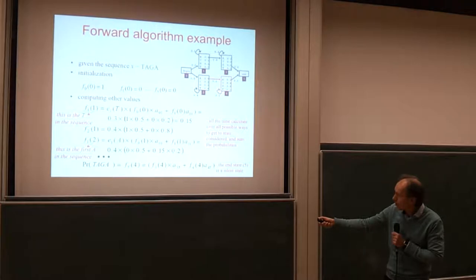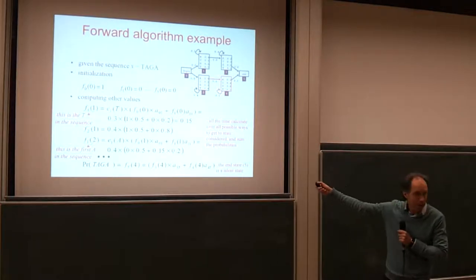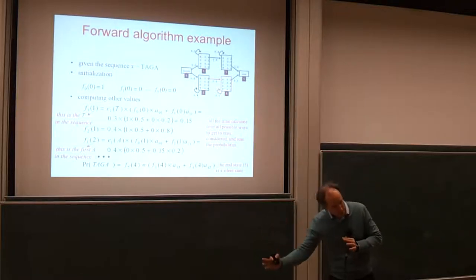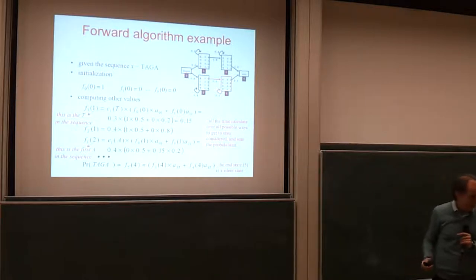And then what is this probability? Once again, this is the transition probability. You faithfully take the emission probabilities and the transition from the previous state. And you're there, right? So this is how it works.